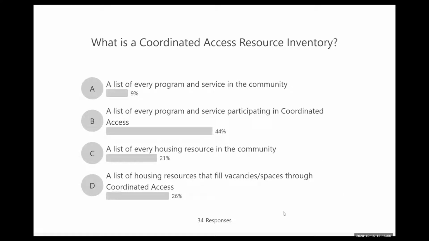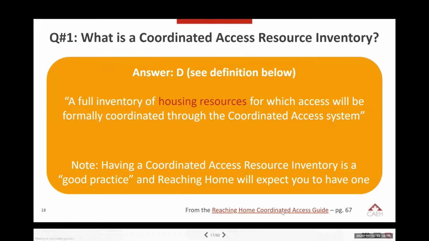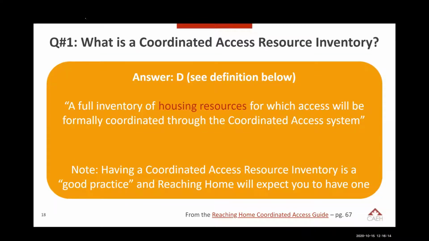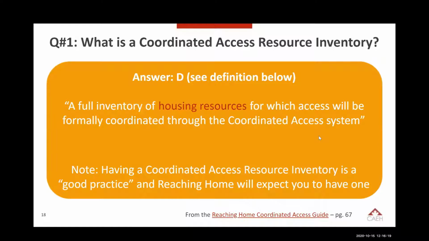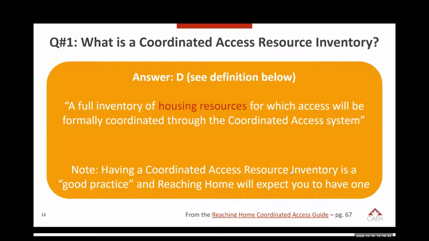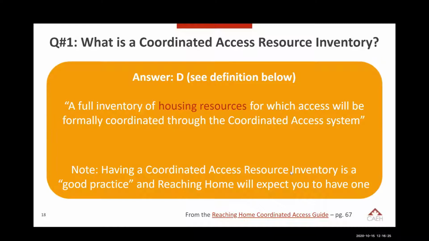Well, it looks like we have 44% saying a list of every program and service participating in coordinated access. Marie, I'm going to press move forward and see what the answer says. Reveal the answer that we have there. Yeah. So we have the answer is D. The Reaching Home definition of a coordinated access resource inventory is a full inventory of housing resources for which access will be formally coordinated through the coordinated access system. So not every resource or service in the community, or even all those participating in coordinated access, generally those who are access and referral points, but rather it's a full inventory of housing resources for which access will be formally coordinated through the coordinated access system.